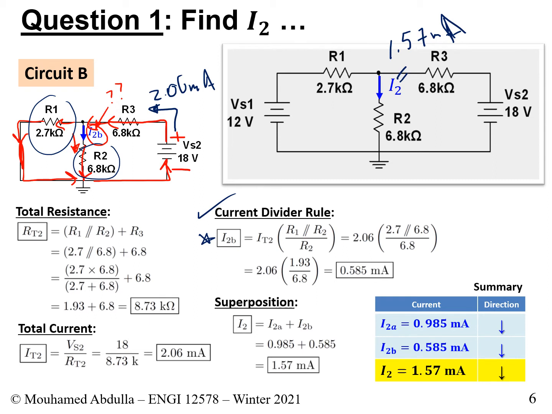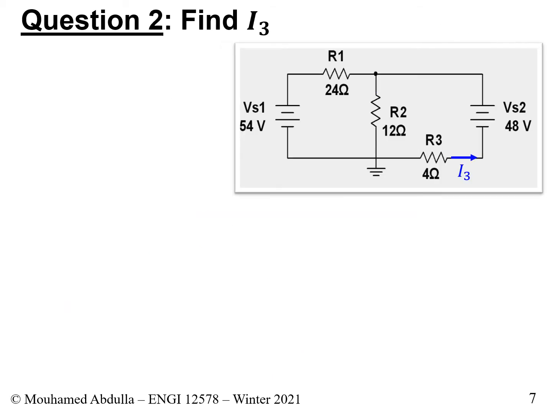And if you notice, this is how superposition works, right? So we do it for the first source, we get the result. We do it for the second source, we get the result, and then we add them together, and we get the final result for whatever current or voltage we're looking for. So that completes the first question, and now let's move on to the second question.